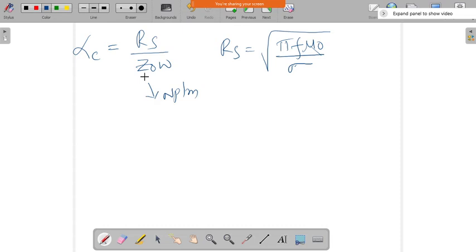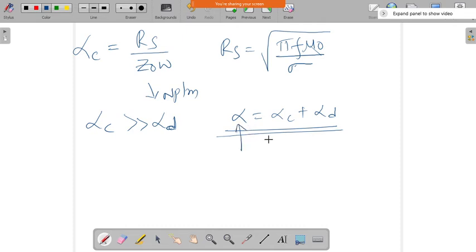In general, in a microstrip line the conductor loss is more dominant compared to the dielectric loss. In most microstrip lines, alpha C, the conductor loss, dominates over the dielectric loss. That's why in almost all cases we can approximate the loss alpha as equal to alpha C. But in general, if we consider both, it is the addition of conductor and dielectric loss. This is the total attenuation factor.